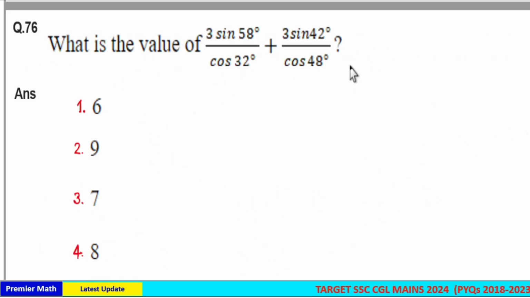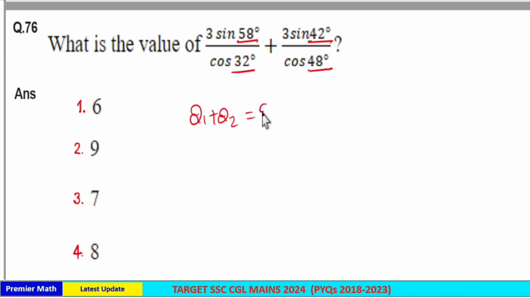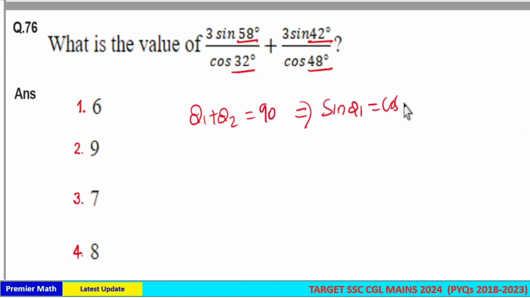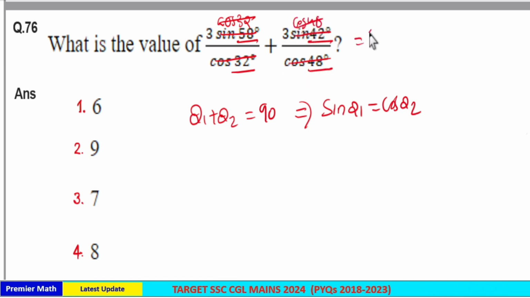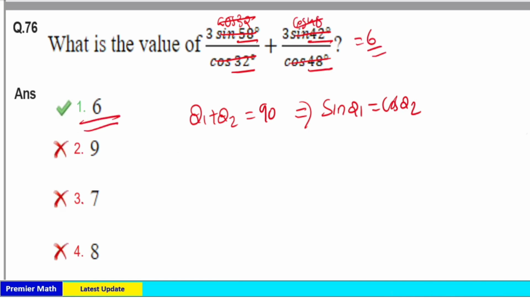What is the value of the following? Here 58 plus 32 is 90, 42 plus 48 is 90. When theta 1 plus theta 2 is 90 degree, then I can write sin theta 1 as cos theta 2. That is, here sin 58 is equal to cos 32. So sin 58 I can write as cos 32, so this one cancels. Here sin 42 is equal to cos 48. That is, sin 42 I can write as cos 48. So 3 plus 3 is equal to 6. Option 1 is your answer.